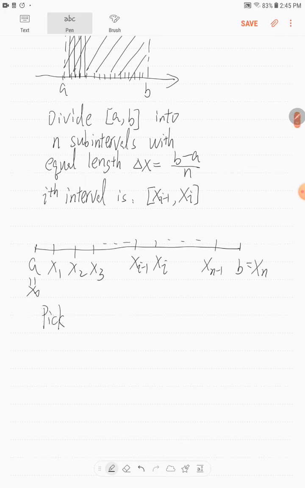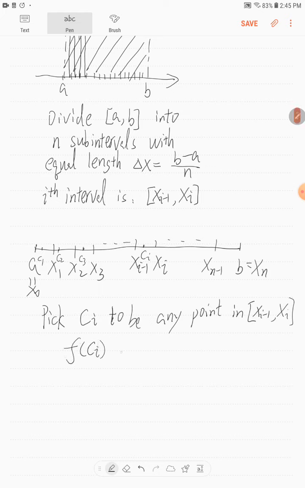Then on each subinterval, we pick an arbitrary point. We pick Ci, any point in the interval xi minus 1 to xi. So here is Ci. This is C3, here is C2, this is C1. We use the f values as the height of the rectangle.